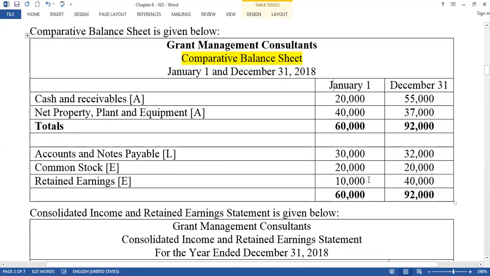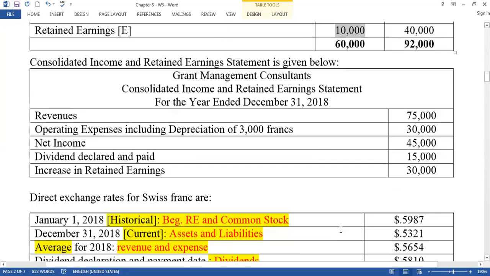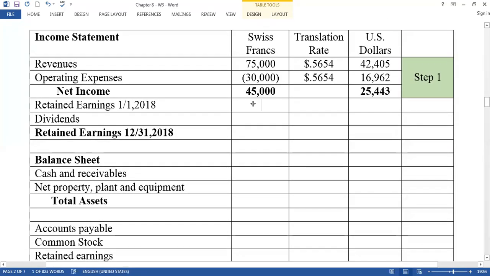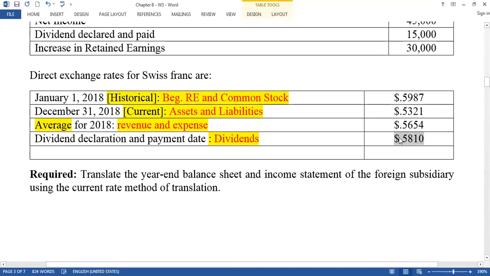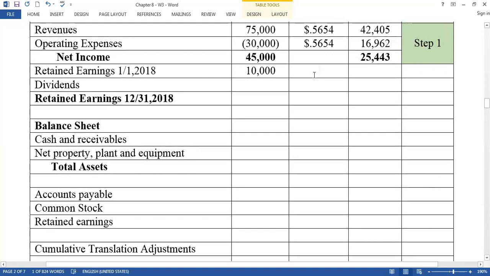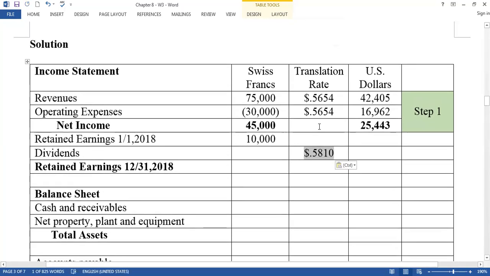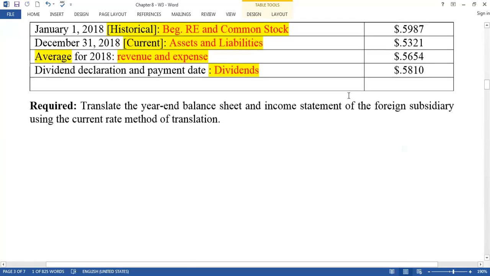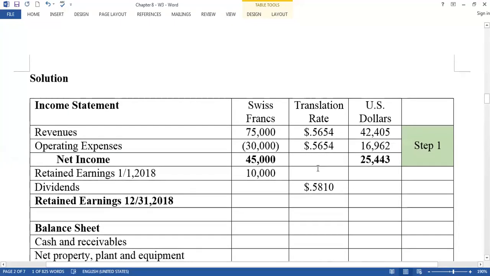This is the beginning, January 1st. This is the beginning retained earnings. It is given, right? So beginning retained earnings, $10,000. And dividend declaration date rate is this one. Sorry, not this one. Dividend is this one. Beginning retained earnings is the historical rate. So it is 5987.